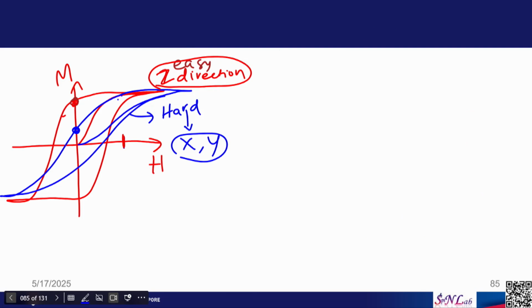Okay, so that also explains what I have drawn here. You can see in the easy direction we have retained much of the magnetization, in the hard direction we retained less. So, these are the important properties of anisotropy.